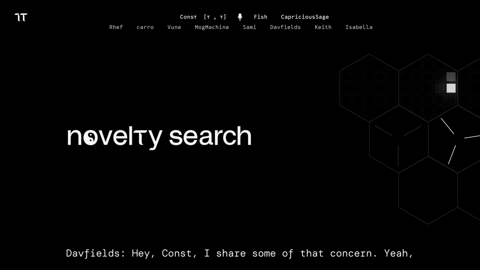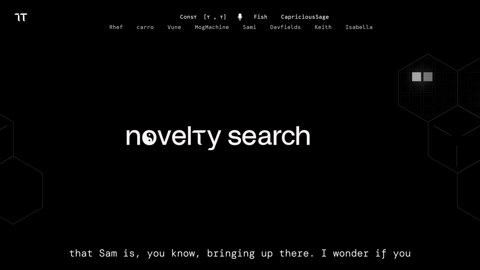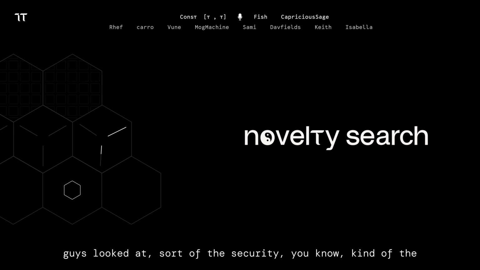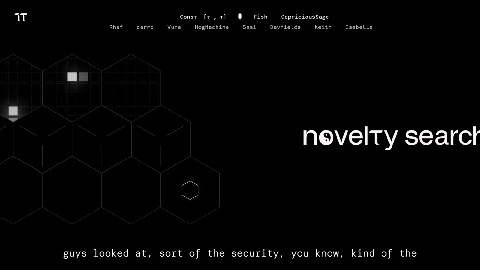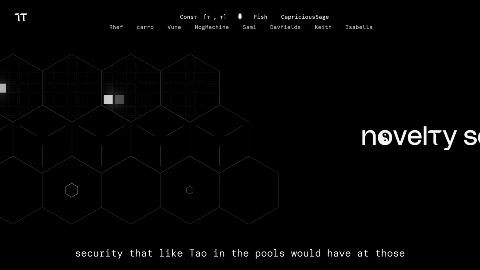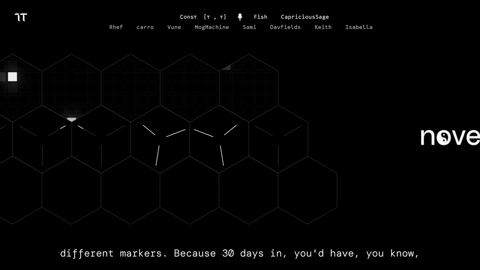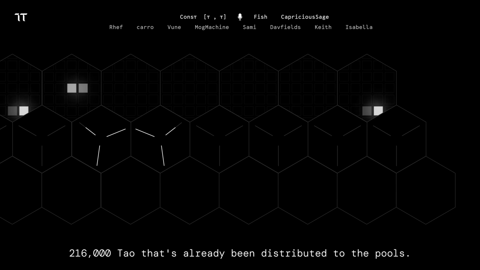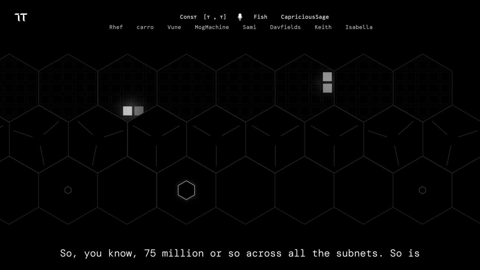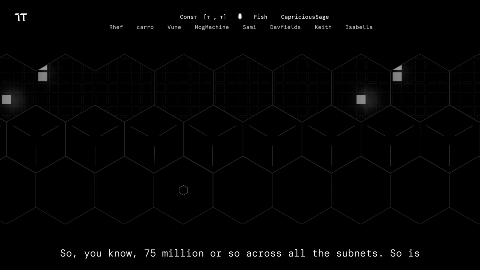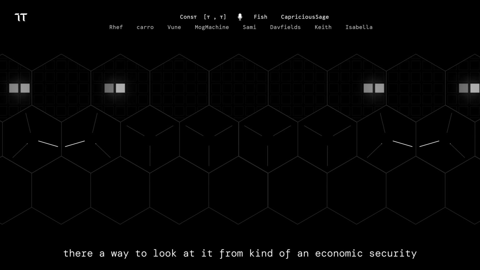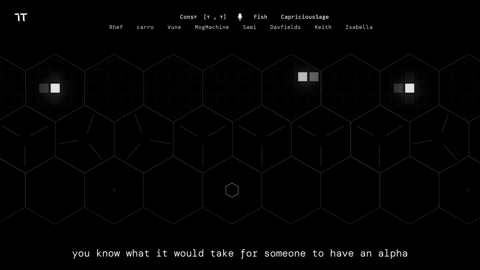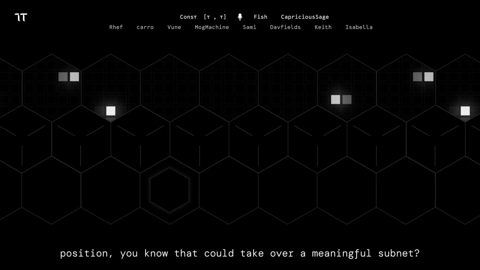And hey, Const, I share some of the concern that Sammy's bringing up there. I wonder if you looked at the security that tau and the pools would have at those different markers, because 30 days in you'd have 216,000 tau that's already been distributed to the pools, so 75 million or so across all the subnets. So is there a way to look at it from an economic security standpoint, what it would take for someone to have an alpha position that could take over a meaningful subnet?